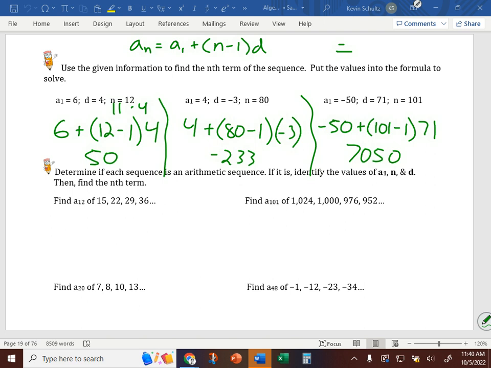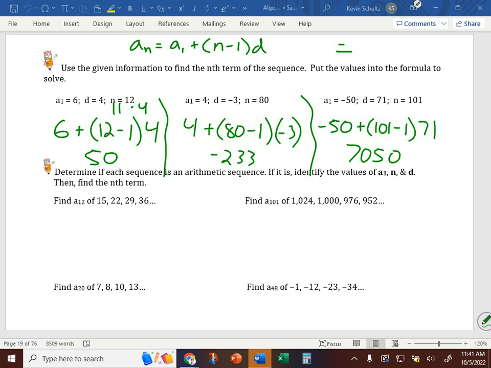Why subtract 1, though? Why is it 11 times 4, not 12 times 4? If we want the 12th term, why do we multiply our pattern, our 4, by 11 and not by 12? Exactly. We already have the first term. So the first term being 6, we need to add 4 11 more times to get to the 12th term. Okay, that's the rationale for the minus 1.